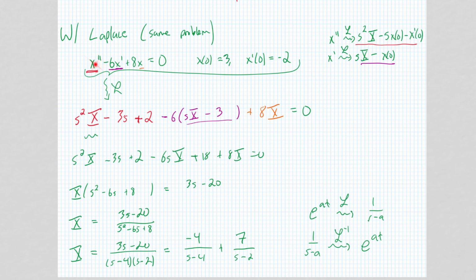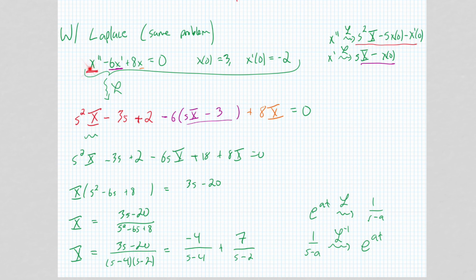What I do, I start with the equation and the initial conditions. And I have these formulas that we've worked out. This is the Laplace transform of x double prime. So x double prime is going to Laplace to s squared times capital X minus s times x of 0 minus x prime of 0. What's that going to give me?